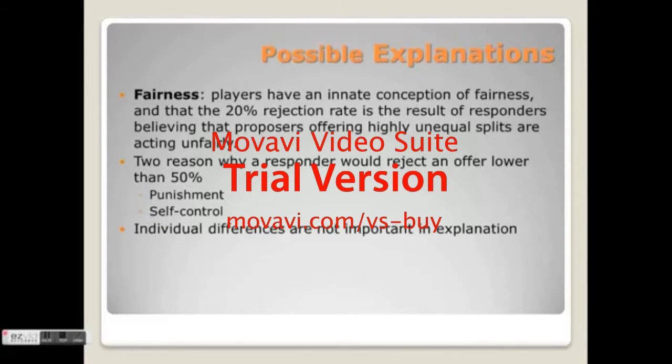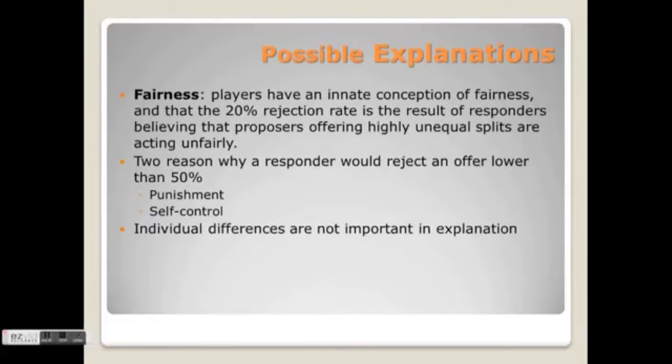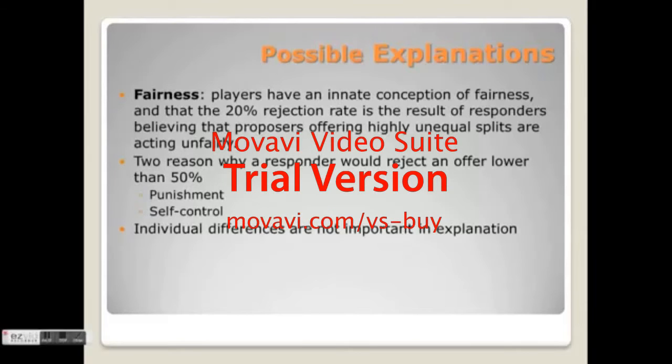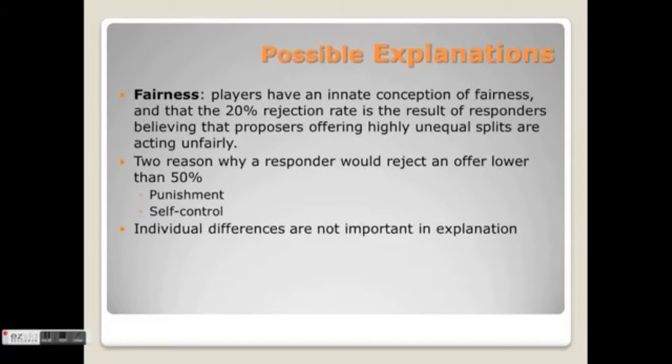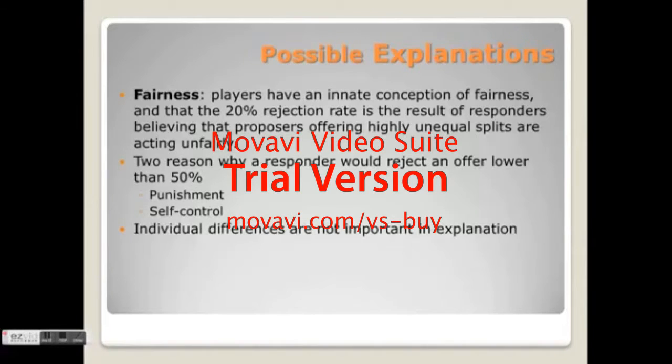This actually brings us to the next thing: why would a responder want to reject an offer lower than 50%? There are two reasons for this: punishment and self-control. Punishment was just briefly mentioned. The responder sacrifices money in order to punish an allocator. By that we mean they just want to teach player one a lesson and potentially change player one's offers in the future, not only for them, but for other potential players with that same allocator. So rejection is just a form of punishment. Another possibility is the recipient actually gains some kind of psychological benefit, causing punishment towards the allocator.